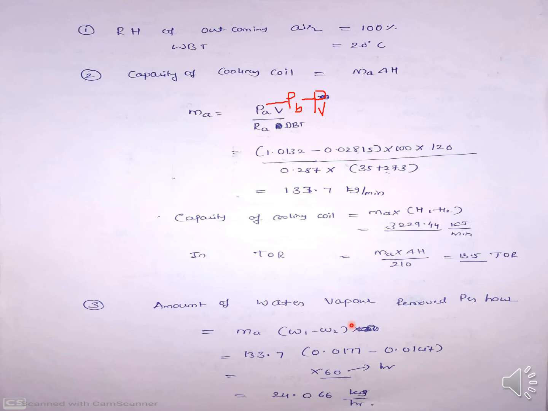So amount of water vapor removed and capacity of heating coil, capacity of humidifier, this formula remains same. And here this is for capacity of cooling coil, and this is for capacity of heating coil or amount of water vapor removed. Everything you need to use this formula: capacity of water vapor removed, capacity of heating coil, capacity of humidifier. All the three formula remains same. So this is how you need to solve the problem. Only thing that is important is how to extract the values from the chart.